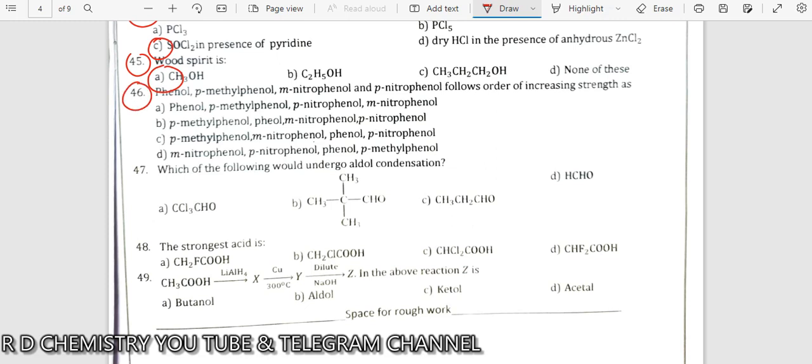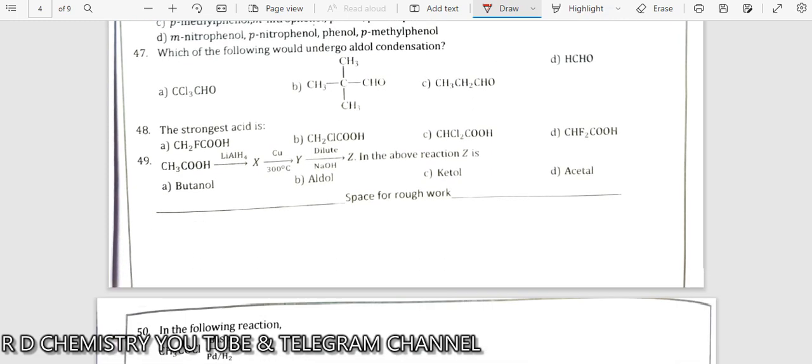Question number 46 about the acidic nature of phenol. Answer is option number B. Question number 47 from the aldehyde chapter, aldol reaction. Answer is option number C. Question number 48 from the carboxylic acid about the strongest acid. Answer is option number D.